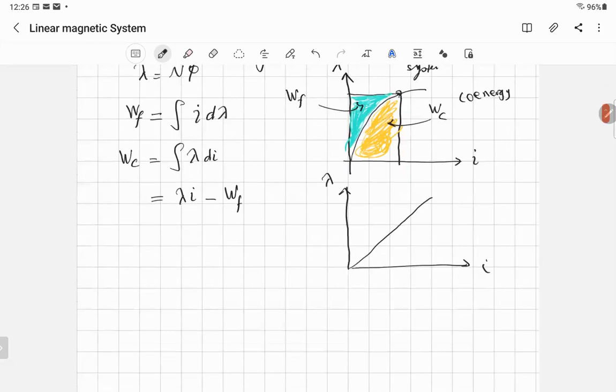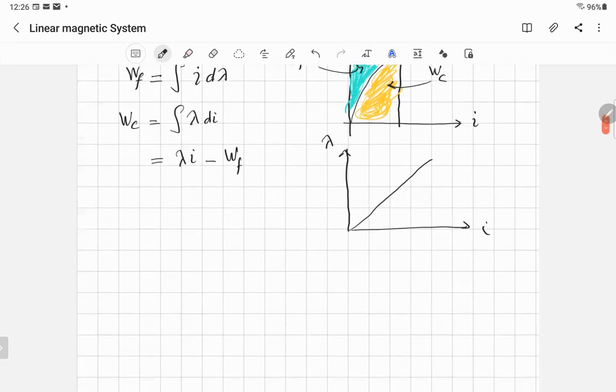All right. How did we find the force? We used two formulas, one related to WF and one related to WC. And the difference between both, the independent variable, we said, is it related to flux linkage or current?